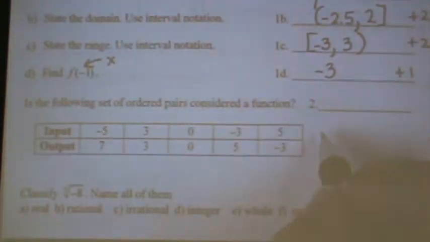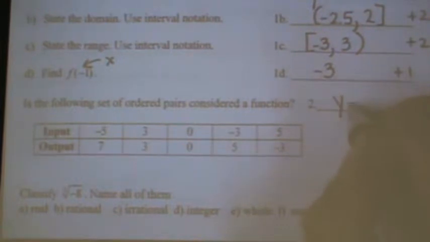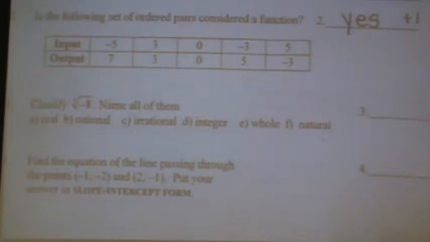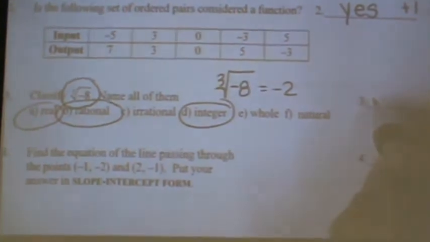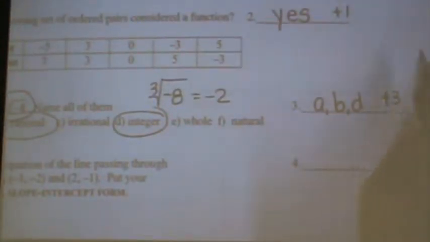Okay. Number 2, is this a function? Look at all your x's. Are any of them repeated? No, so yes, it is a function. Number 3, evaluate the cube root of -8. What is the cube root of -8? It is -2. And -2 is an integer, it's a rational, and they're all real. So A, B, and D are the correct answers. So 3 points for this.